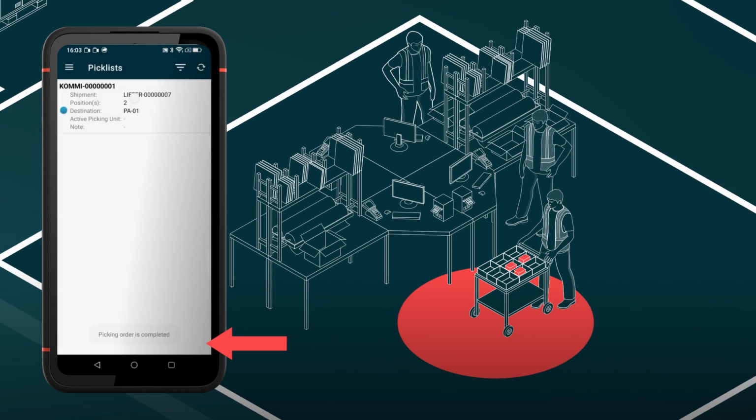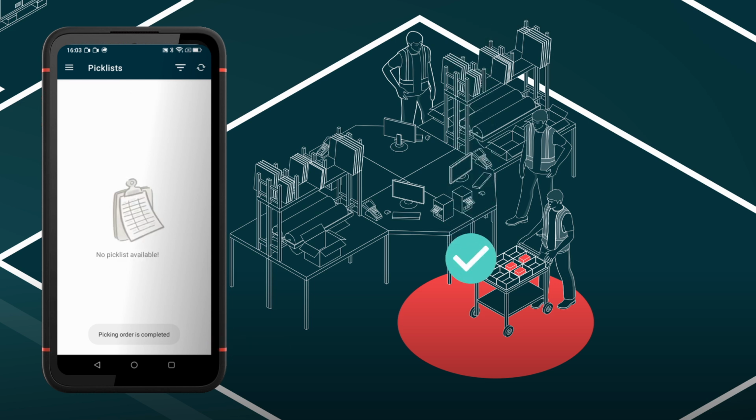Tap on Store. The app now reports that the picking order has been completed and that for the moment there are no other released pick lists. You can close the pick list mobile app.